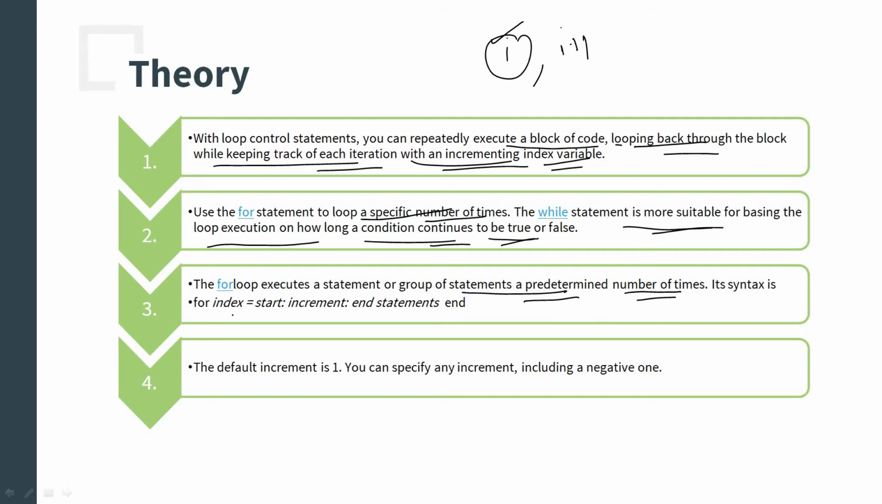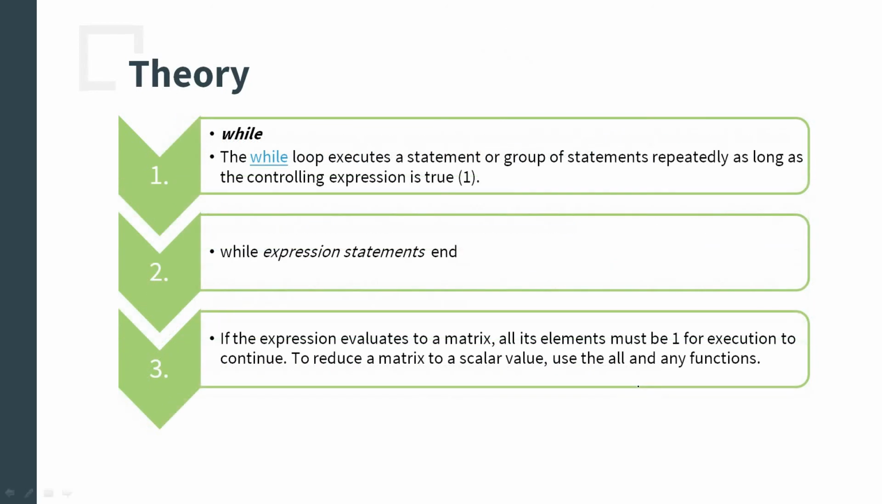So for index equal to start, increment and end the statement. The default of increment is 1. If you don't specify your increment, it will automatically increment by 1. So you can specify any increment including a negative one. So let's move on to the while loop.